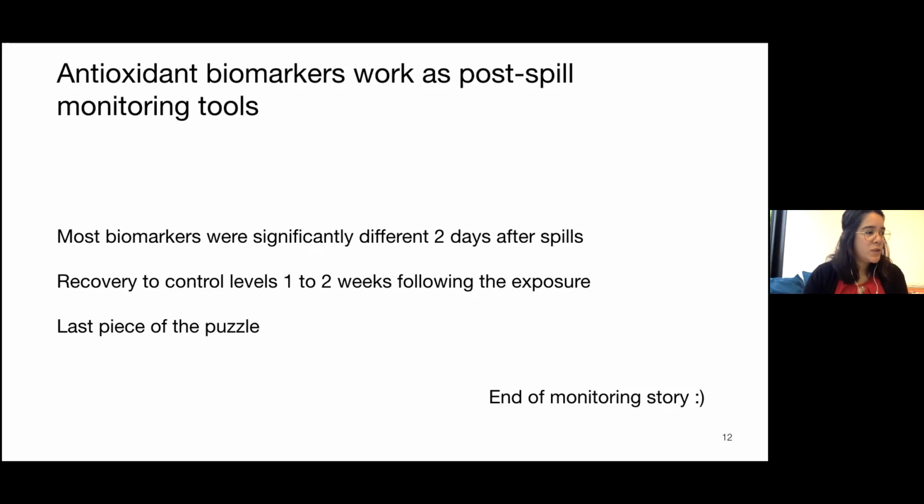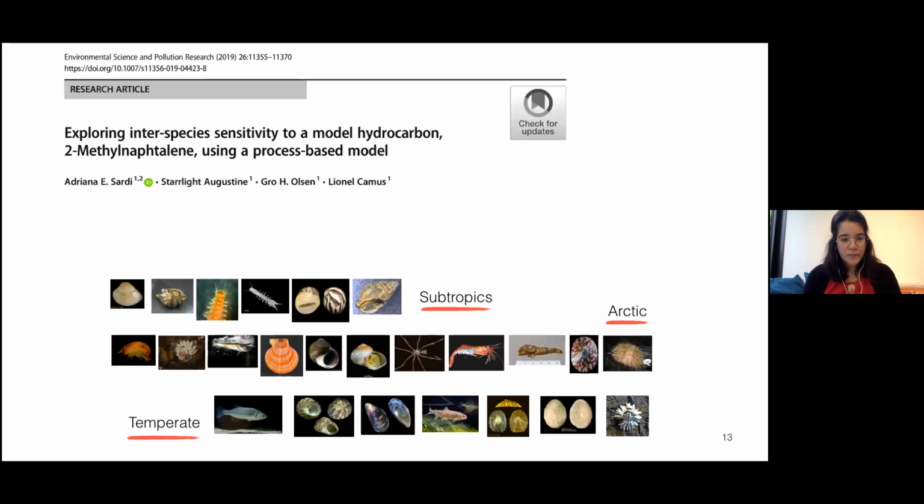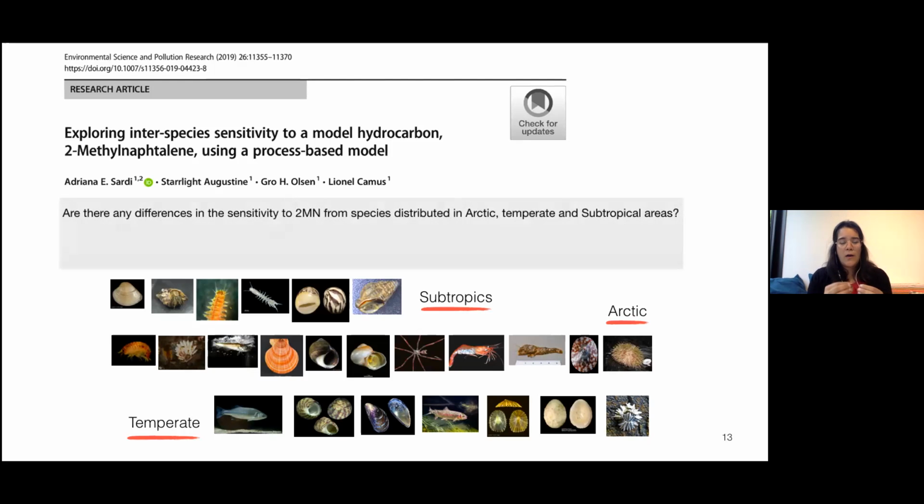So moving on to the second paper. Here we explore the differences of all these species that are distributed in different regions to a single toxic polyaromatic hydrocarbon, which was the 2-methylnaphthalene. The driving question was to determine if there are regional differences between the species and the exposure.